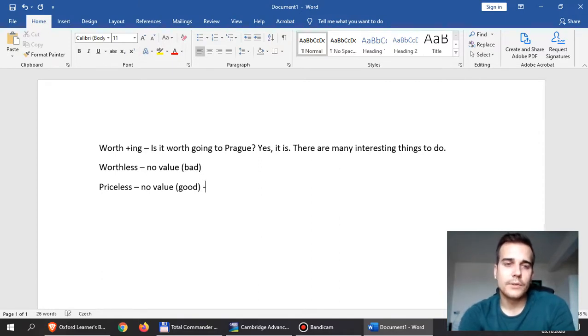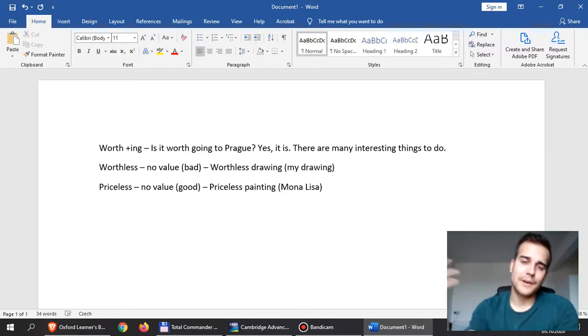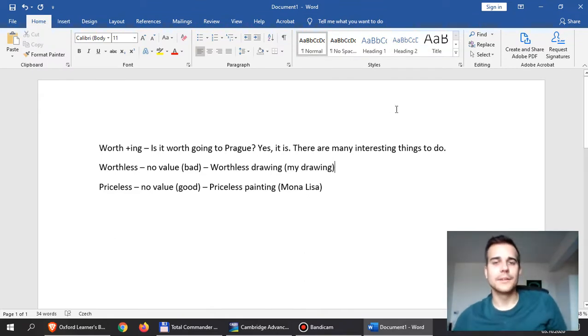So if it's priceless, for example, a priceless painting. For example, Mona Lisa, right? Mona Lisa is priceless. And then we have a worthless drawing. This would be my drawing, right? If I draw something myself, it's worthless. I'm not a good artist, and this is why my drawing would be worthless.